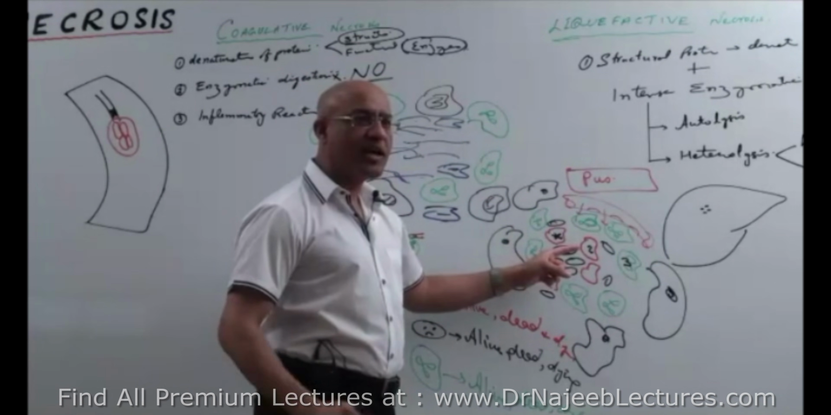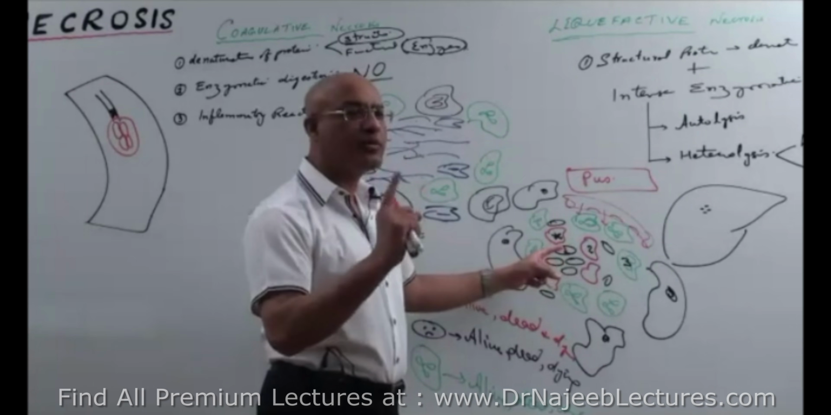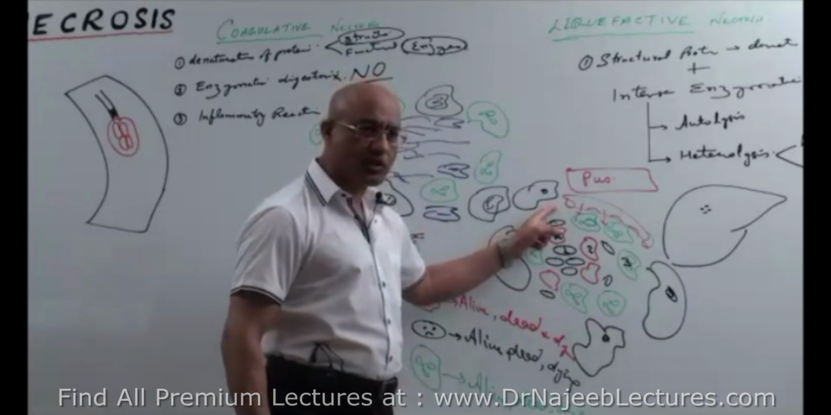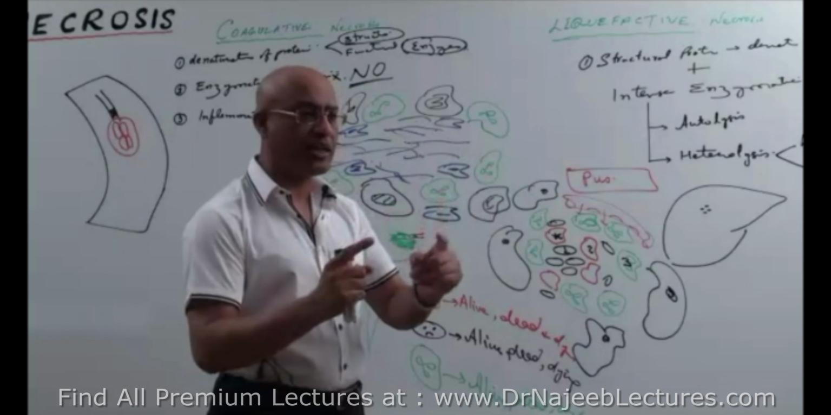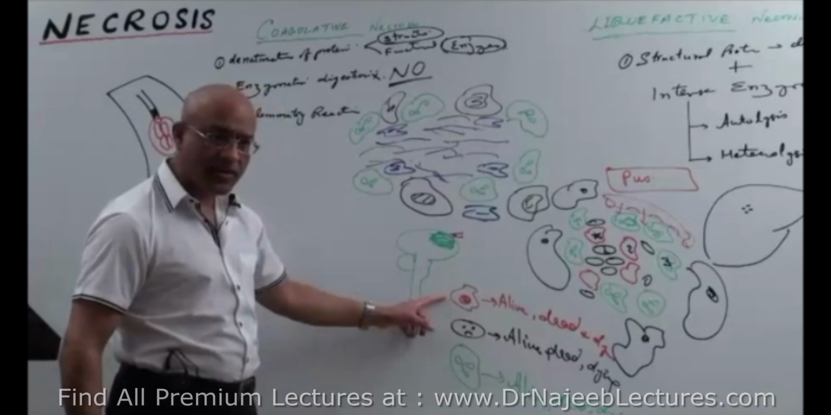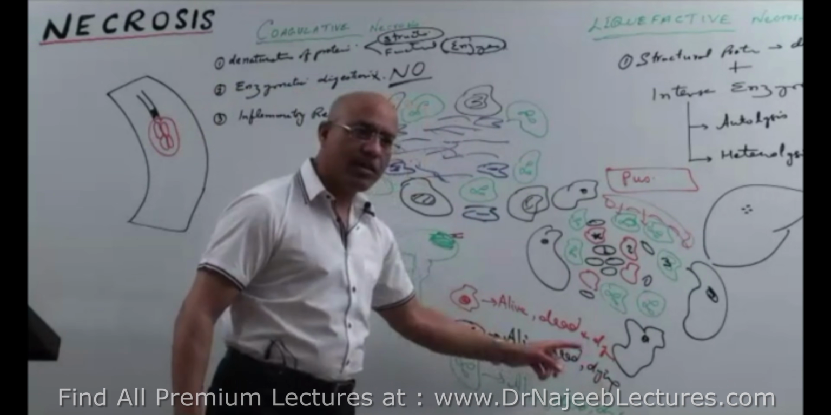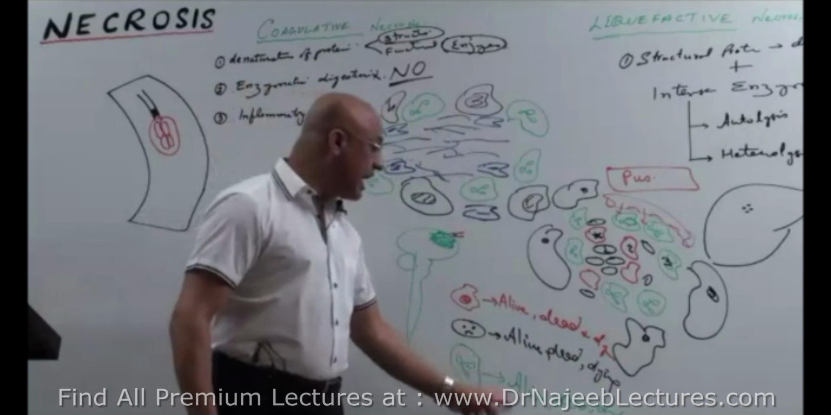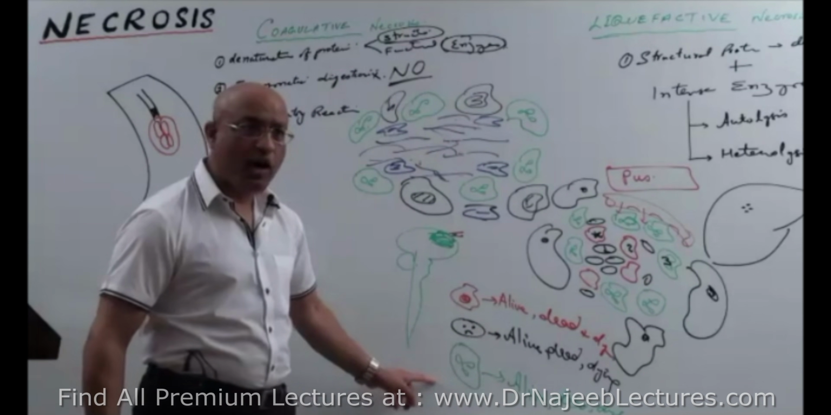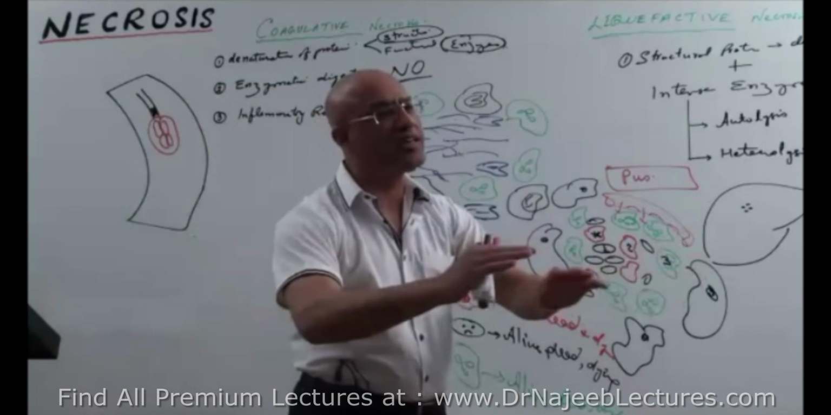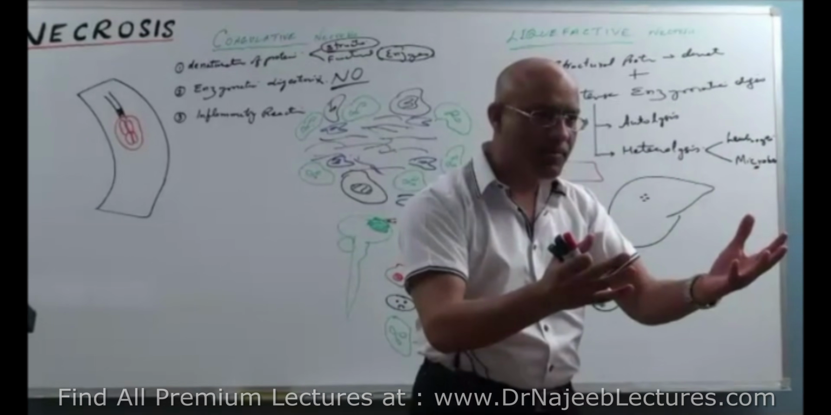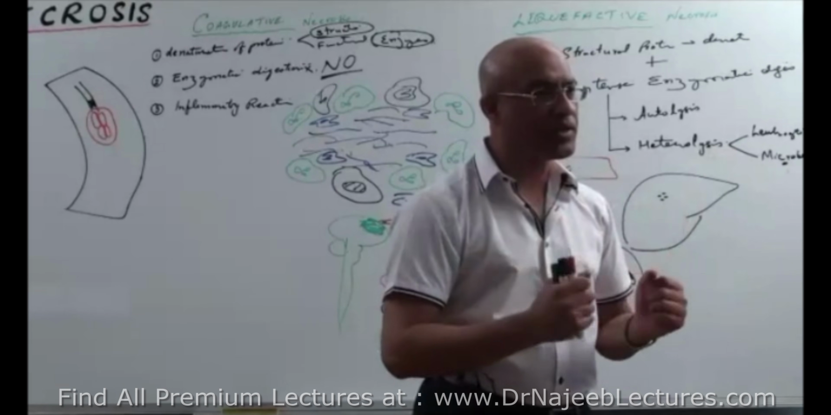Pus is an area of liquefactive necrosis. It consists of alive, dead and dying local cells, alive, dead and dying microbes, alive, dead and dying neutrophils, all floating in protein-rich inflammatory exudate. All present in protein-rich inflammatory exudate. That is pus.